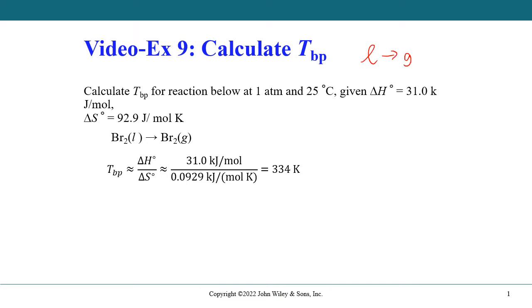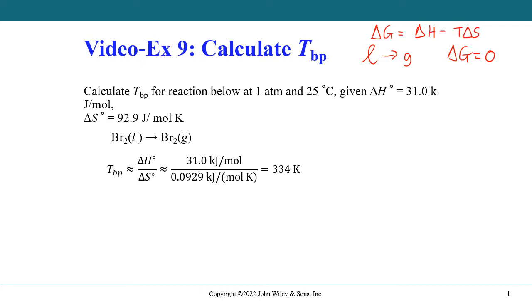Any phase change, as you well know, the delta G value is equal to 0. There's no free energy needed for a phase change to occur. So if we were to use the Gibbs free energy equation, we know that we could write delta G is equal to delta H minus T delta S.